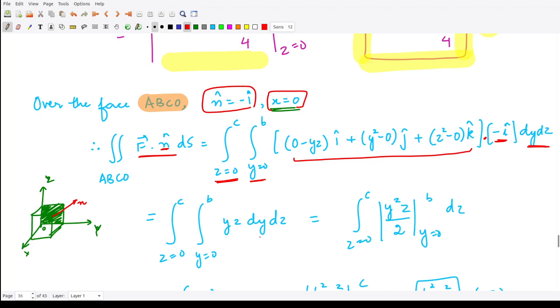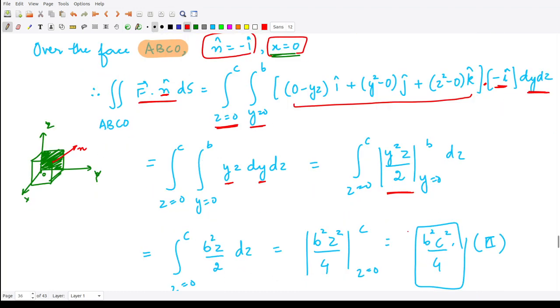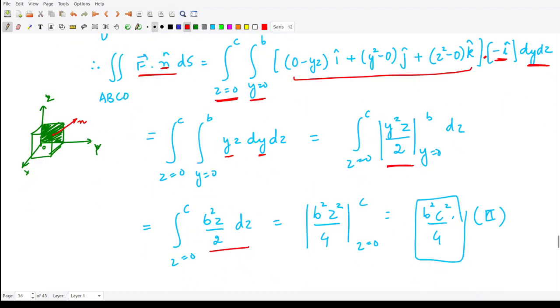So when you perform the integration with respect to y, you have this quantity, and then you can substitute the limits. Then you can also perform the integration with respect to z, so it would be this. So this is your second value which is required for the calculation of the surface integral. So mark this as some quantity.